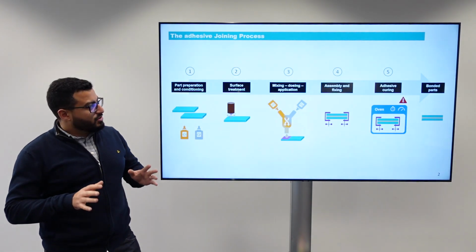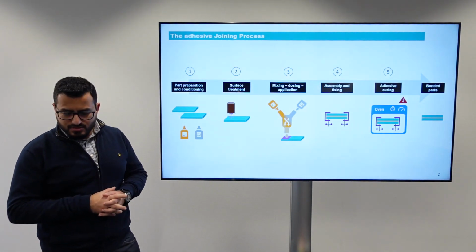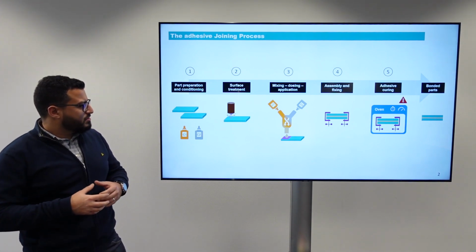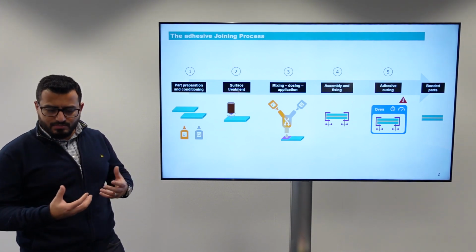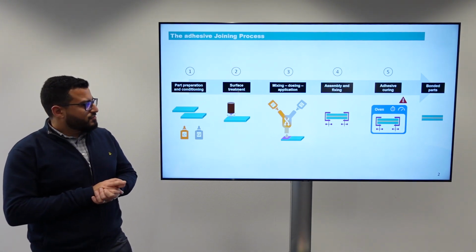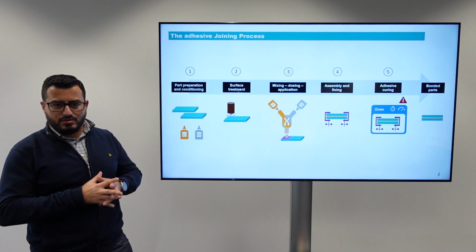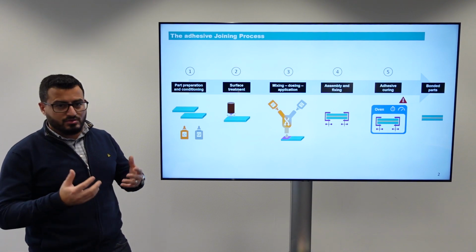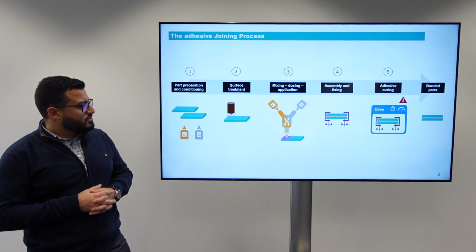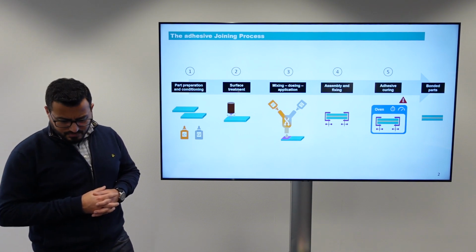We can divide the complete process into 5 main stages. First stage is the preparation of the part and conditioning, where you bring the parts and the adhesives to room temperature and also inspect them for fit, whether they have any faults, also check the tolerances and so forth. Then comes the second stage, which is surface treatment.